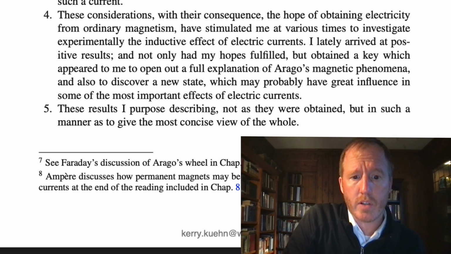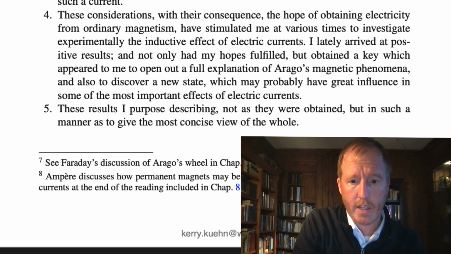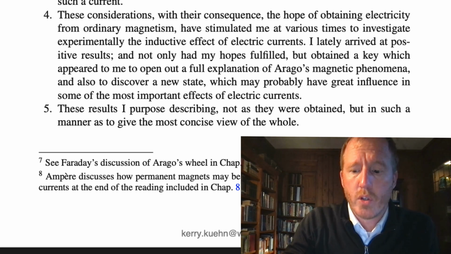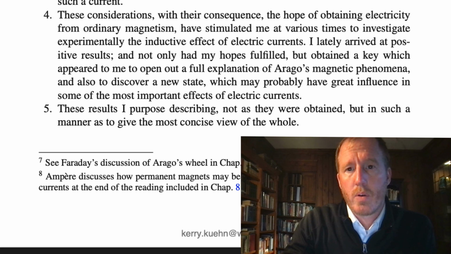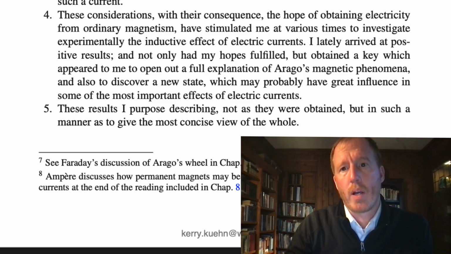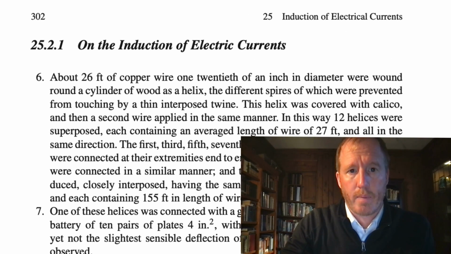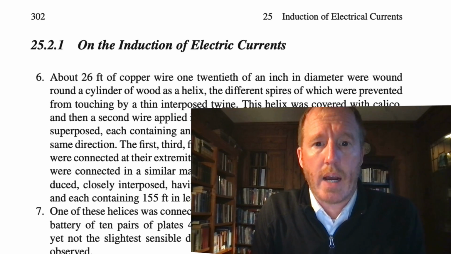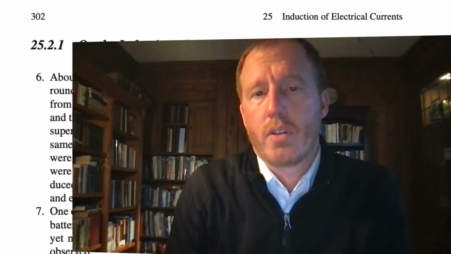He says, these results I purpose describing, not as they were obtained, but in such a manner as to give the most concise view of the whole. So he's not necessarily going to be chronologically reporting what he did in the lab, but presenting them in a way that's logically coherent. Okay, and so that brings us to page 302, and now he's going to describe in detail his experimental technique and what he observed.